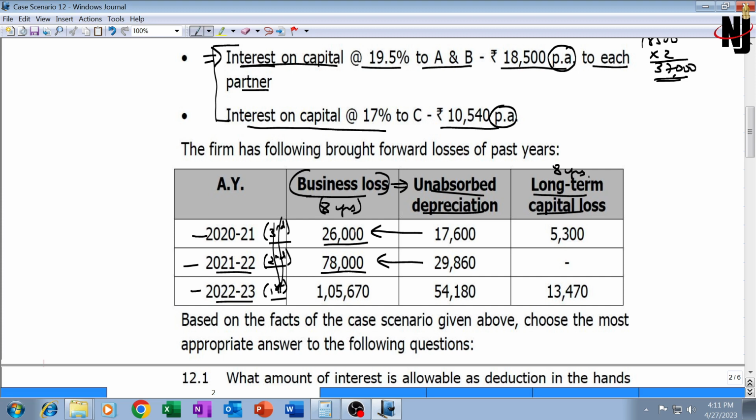The total loss, total business loss including unabsorbed depreciation, will be 26 plus 78 plus 105,670, which is brought forward to the current year. Long-term capital loss will be taken into account separately. However, if they ask us to compute only business income, then we will not set off long-term capital loss. We will set off long-term capital loss only if they ask us to find out total income. Then only we will subtract this, otherwise we will be ignoring long-term capital loss depending upon what is asked to us.